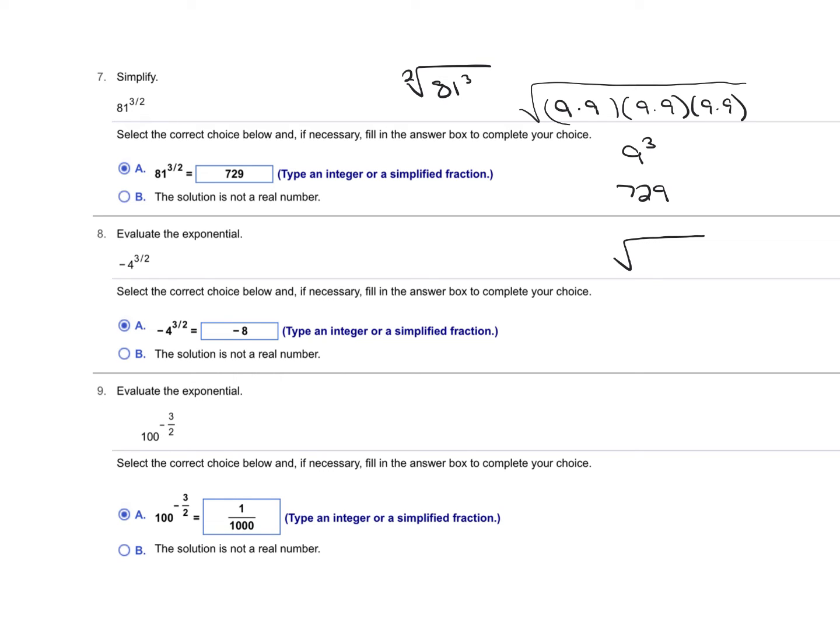Okay. Here I want negative, goes on the outside, square root of 4 cubed. 4 is 2 squared. So the square root of 4 cubed is 2 to the 3rd power. And there was a negative on the outside. 2 to the 3rd power is just 8. So this is negative 8.